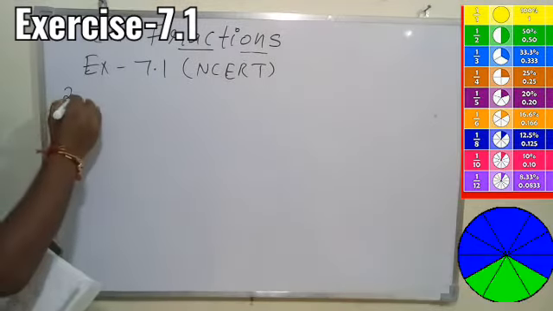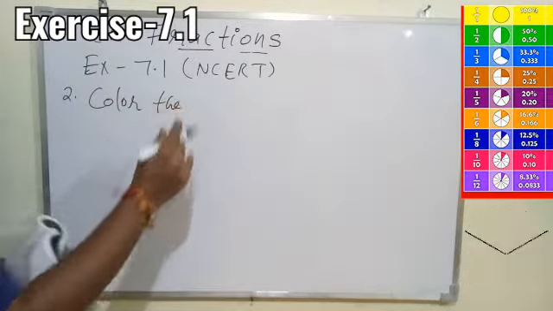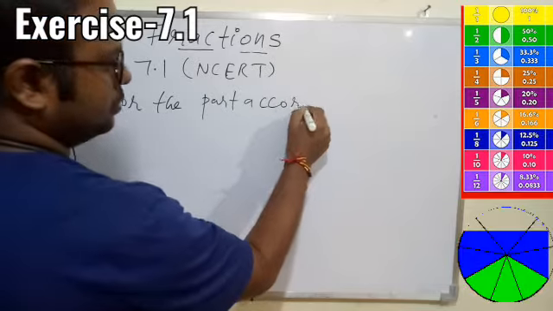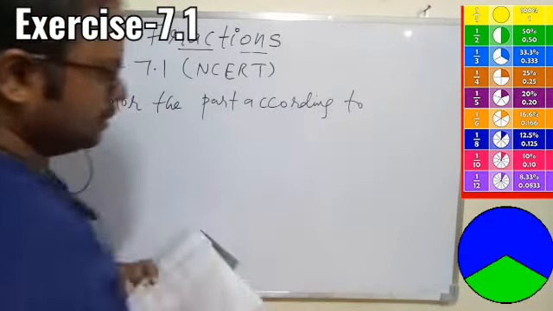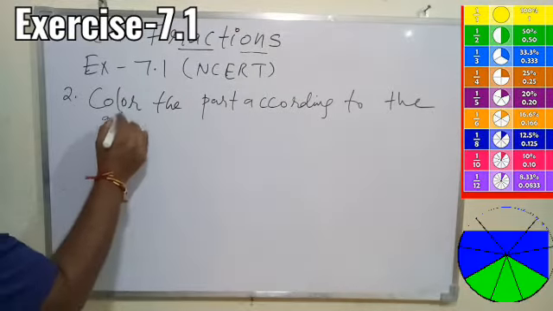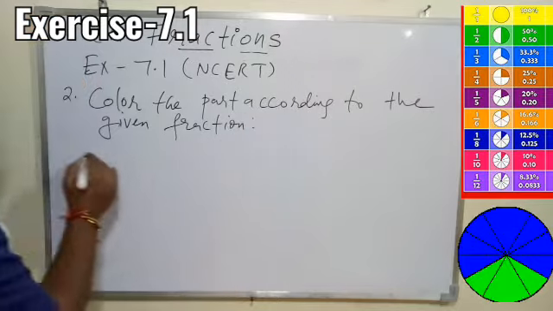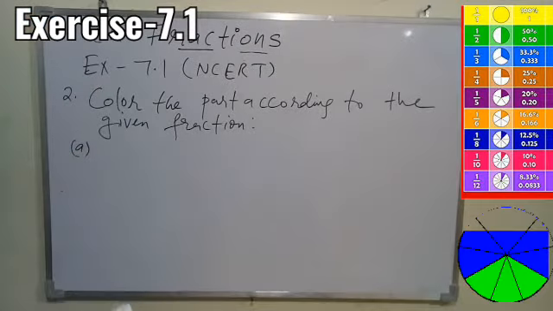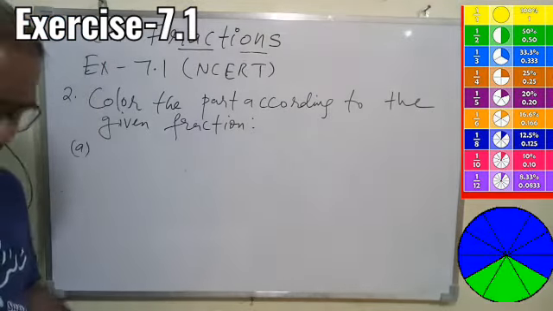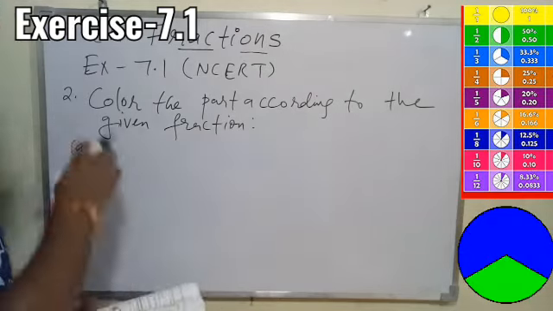I'm starting with number 2, which says: color the part according to the given fraction. Different situations and different diagrams are given to us, and next to each diagram a fraction is written. Based on that fraction we have to color.